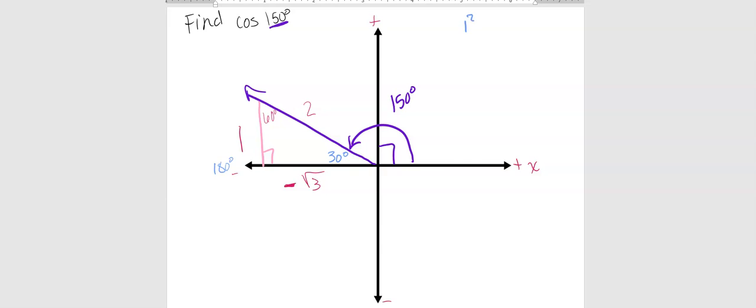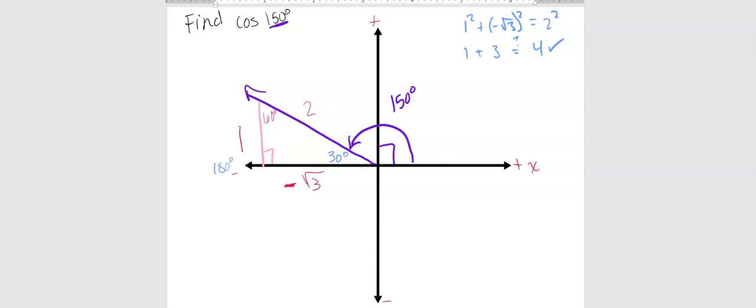So we've got 1 squared plus negative square root of 3 squared equals 2 squared. Just to make sure. 1 squared is 1. I'm going to end up getting rid of that negative plus the square root, and I get just a 3 left over. Does that equal 4? Yes, it does. So we're good.